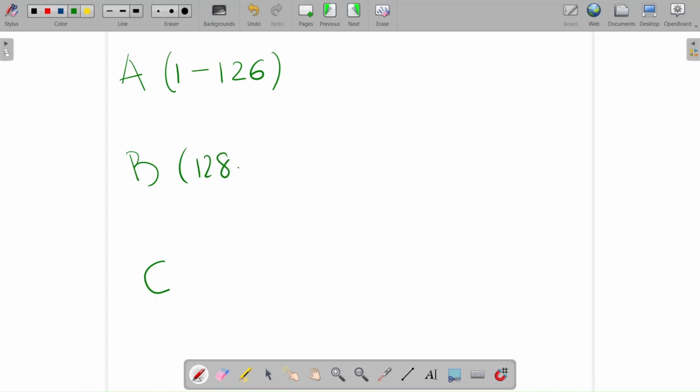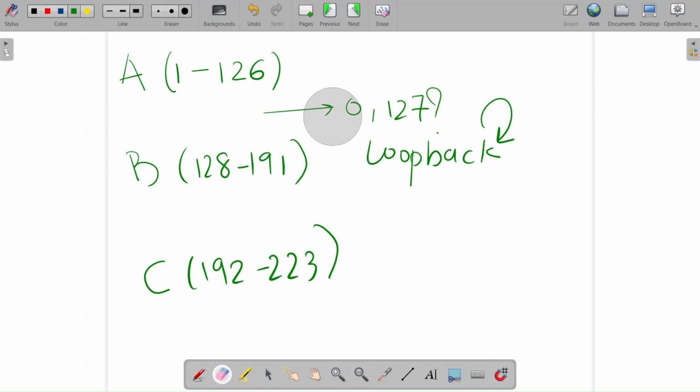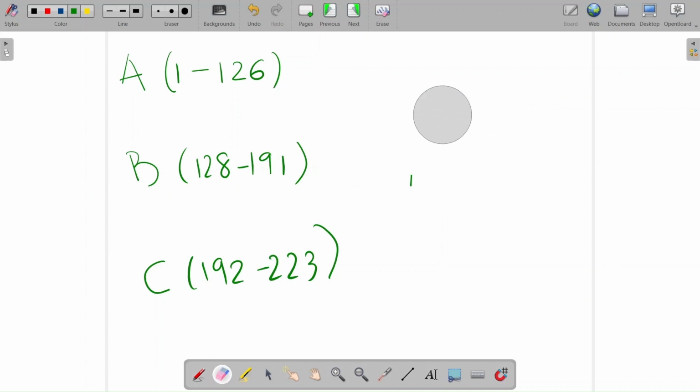So this is the range for class A, 1 to 126. This is 128 to 191. This is 192 to 223. You may notice that there are two missing IPs, 127 and 0. Where are they? They are basically used in loopback addressing, IPs reserved for the computer to communicate with itself, as the name suggests. This is just for your information. It is not going to be relevant when we do subnetting.